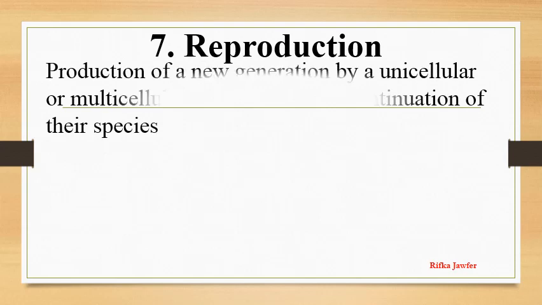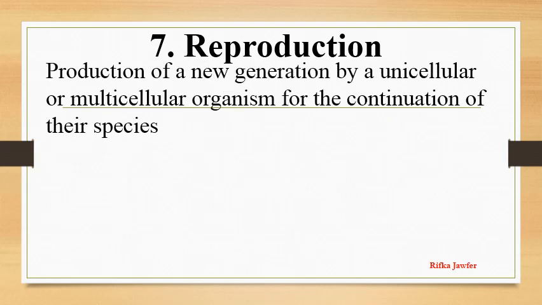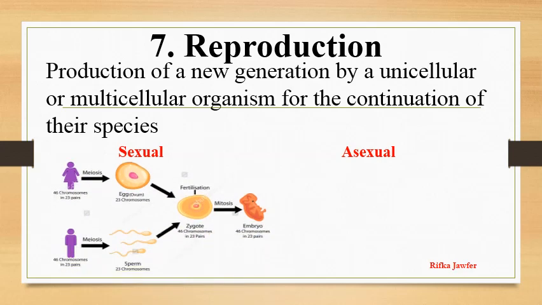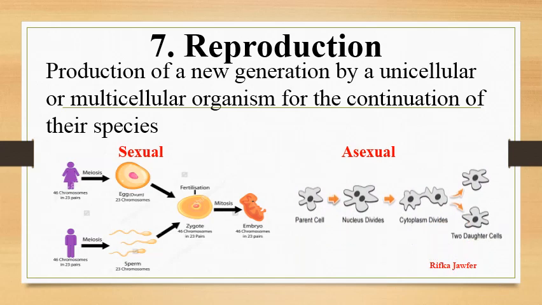Reproduction is the production of a new generation by a unicellular or multicellular organism for the continuation of their species. This is a very important characteristic because it is needed for the existence of Earth. Reproduction is of two types: sexual reproduction and asexual reproduction. During sexual reproduction, gametes of two individuals of the same species unite to form a zygote. During asexual reproduction, a single organism produces identical new offsprings without the contribution of another organism.